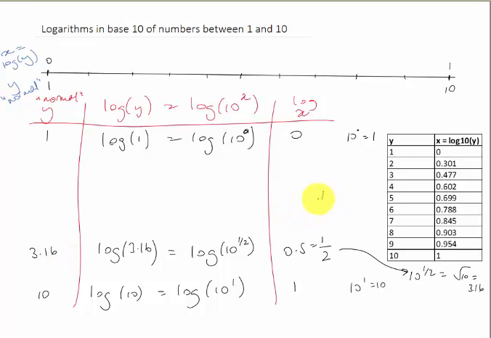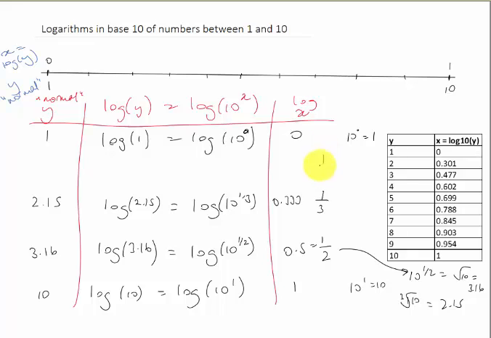So how about 1/3, or 0.333? The cube root of 10 is 2.15 if I look it up in my calculator. So that means that the log of 10 to the power 1/3 is equal to the logarithm of 2.15. So the logarithm of 2.15 is 1/3.